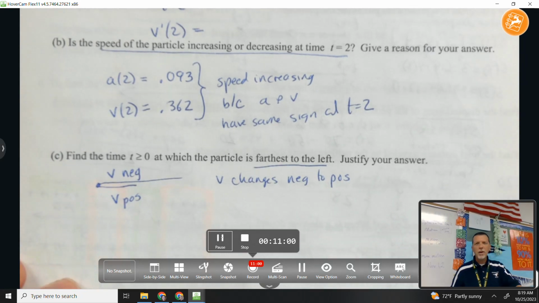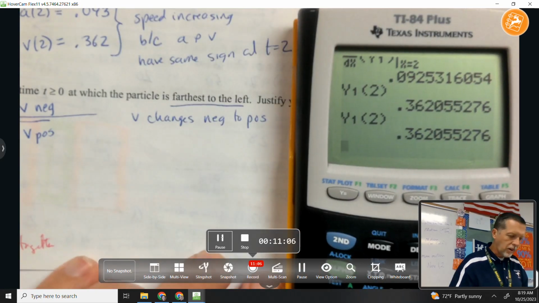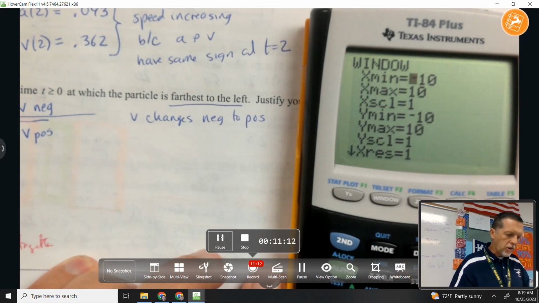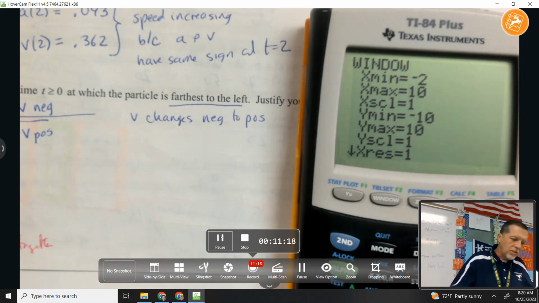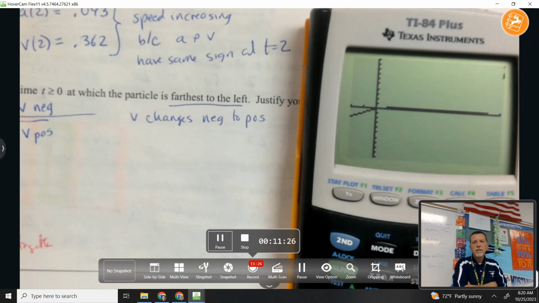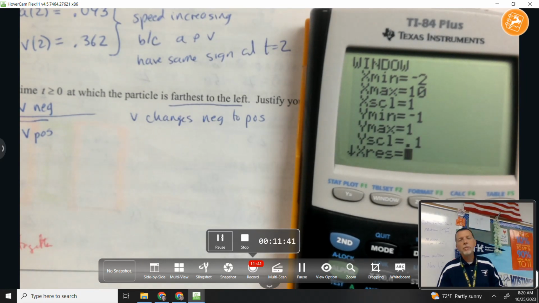Now I don't know which spot it'll be, so hopefully I can look at the graph and figure out what's going on here. Okay, so that's my graph of V. Window, I don't need to look at the negatives. I have no idea how far out I should go, so 10 seems reasonable, maybe. Well, that's not much of a graph, is it? Let's change our window. Our Y scale could be a lot smaller. So maybe -1 to 1 for the Y scale. That way we'll zoom way in on it.